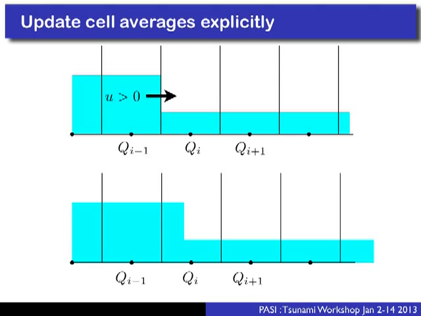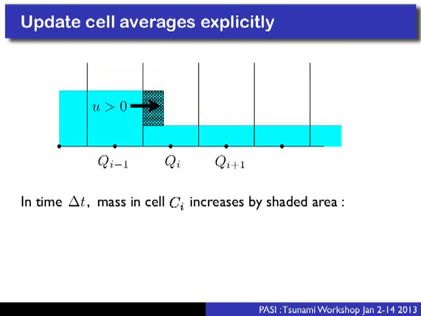Okay. So what happens? Let's go back again to just a simple scalar case. We might have two piecewise constant values here. And if u is positive, stuff in this cell might, in one time step, move into this cell. So how is the solution in this cell changed? Well, it's changed by this shaded amount. And so the new average will be the old average. The new amount of stuff in the cell will be the old amount of stuff. And remember, we multiply by delta x, because if q is an average value, then delta x times q gives us the total amount in the cell.